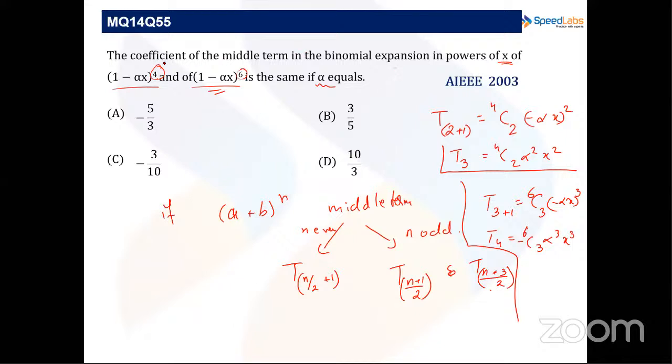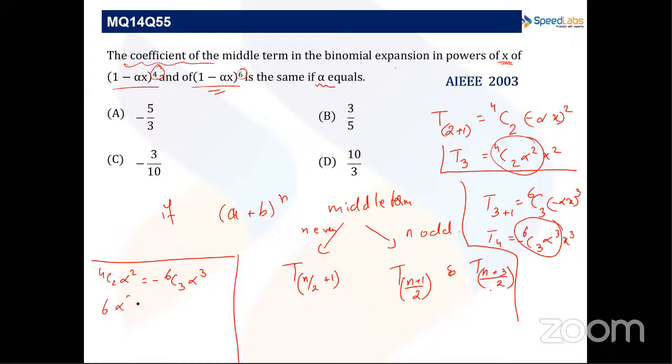We are given that the coefficients are equal, so equating the two coefficients, we will get 4c2 alpha square equals minus 6c3 alpha cube. We know that the value of 4c2 is 6, so 6 alpha square equals minus 6c3, that is 20 alpha cube. So alpha will be equal to minus 6 by 20, that is minus 3 by 10. So the correct option is option number C. Now moving to the next question.